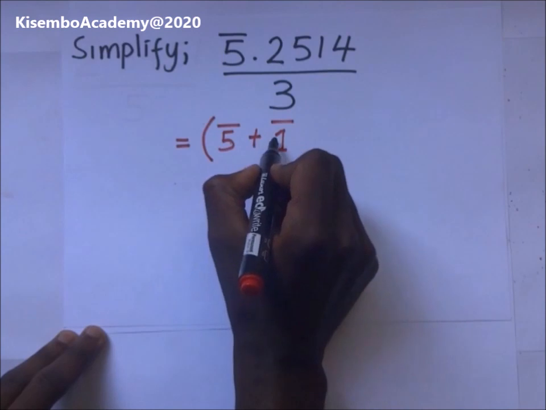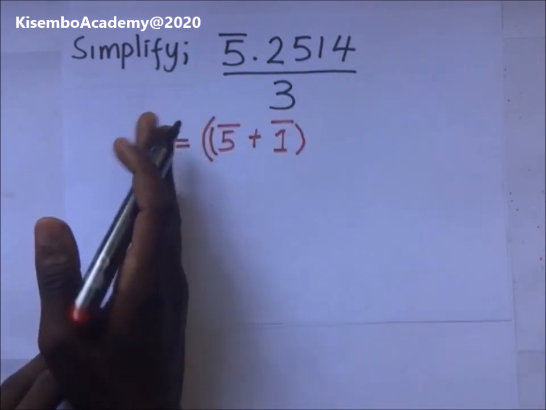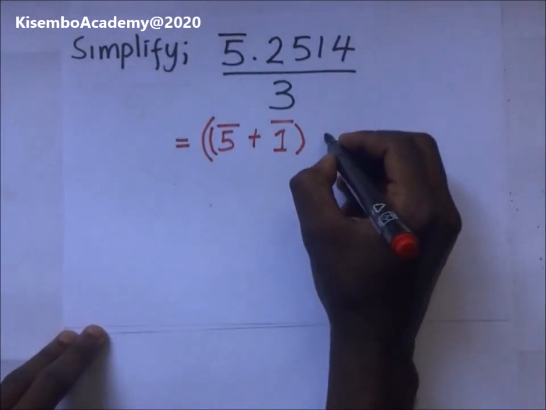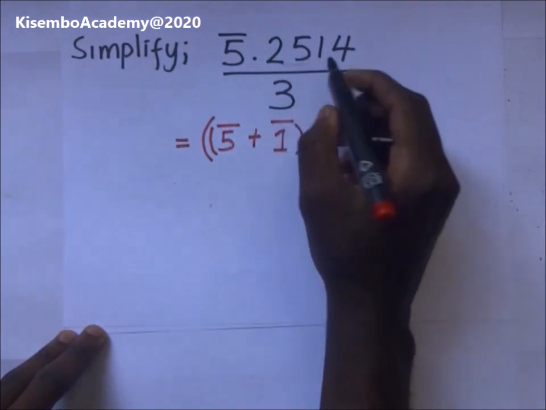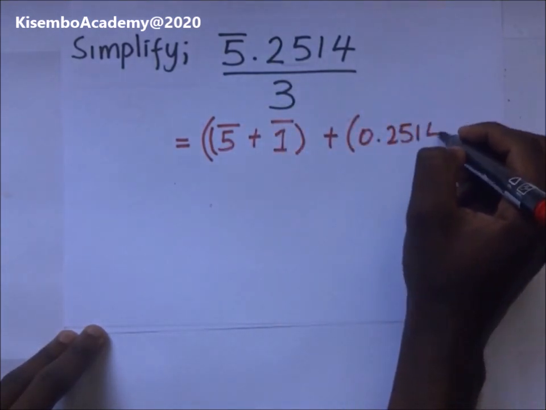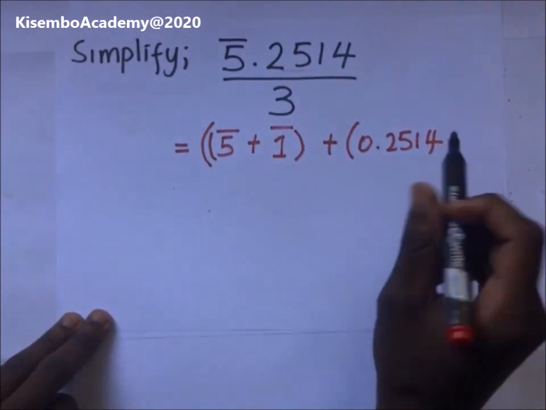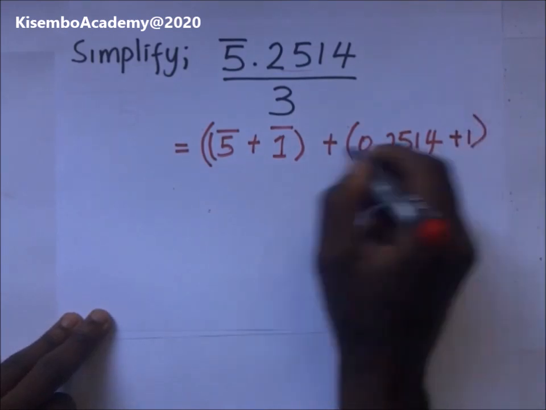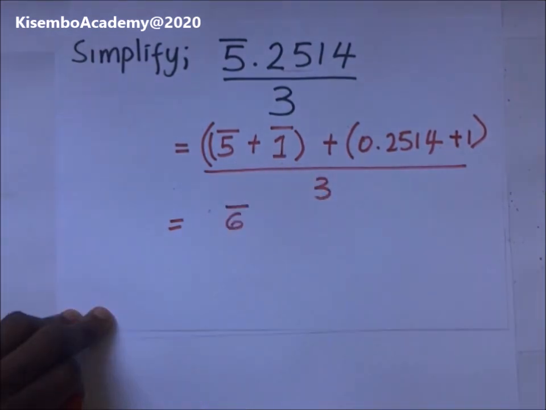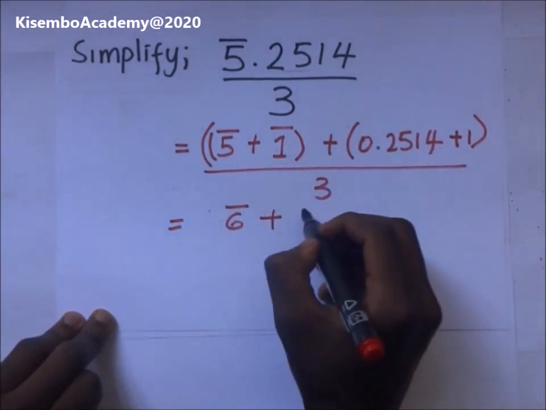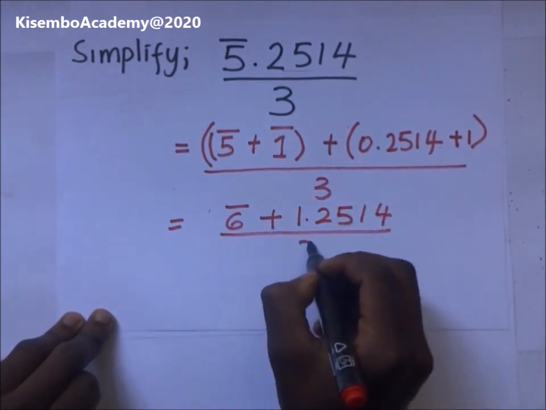So it's going to be 5 plus 1. That is going to be the characteristic, and we deal with it independently. Then it's going to be plus the other part, 0.2514. Since we added 1 to the characteristic, we are supposed to also add 1 here to make the whole thing uniform. Divide that by 3. So what we have is 6 bar plus 1.2514, divided by 3.